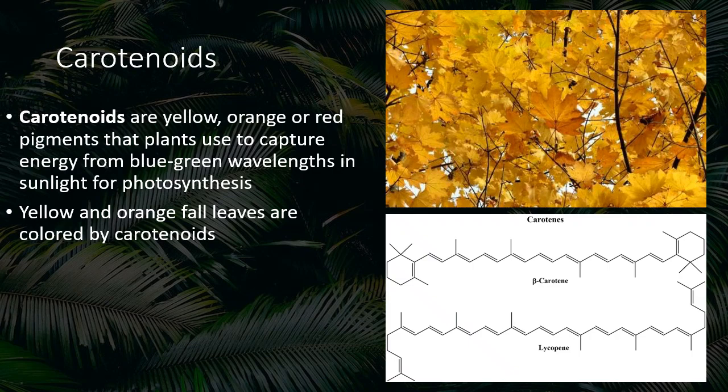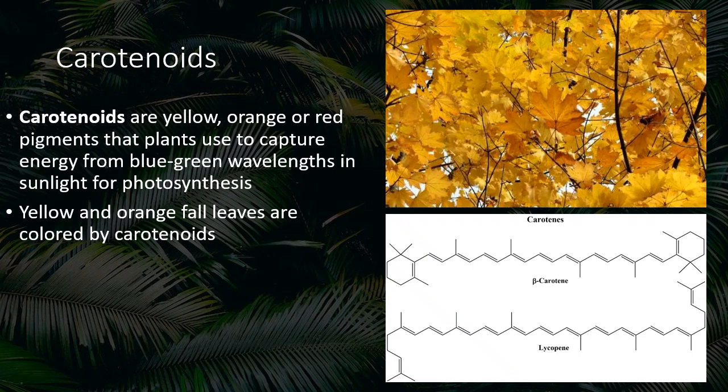Carotenoids are yellow, orange, or red pigments that plants use to capture energy from the blue-green wavelengths in sunlight for photosynthesis. So we've talked about how chlorophyll reflects green light, but carotenoids, which are yellow or orange, can absorb green light. And so they help plants capture some of the green light that is produced by the sun. The sun produces white light, and white light contains all of the other wavelengths. So it basically helps the leaves of plants be a little bit more efficient in capturing a greater range of different light wavelengths, which we'll talk about more in depth in a second.